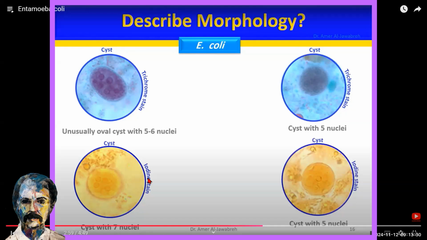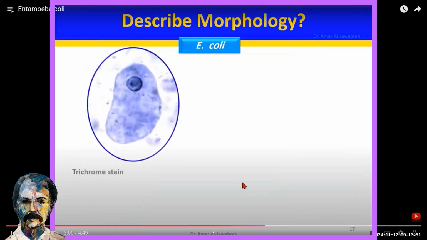Iodine, the same thing. This has 1, 2, 3, 4, 5. This one has 1, 2, 3, 4, 5, 6. And there's a vacuole here. All of the time, it's between 5, 6, 5, 6. This tells you definitely this is E. coli cyst. So the number of nuclei is very important.